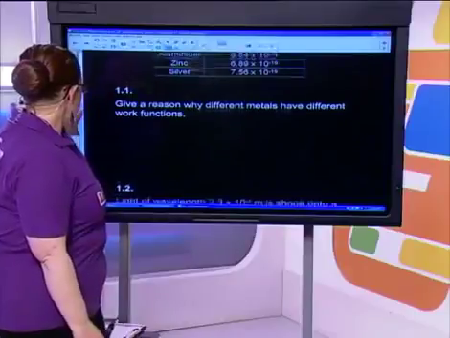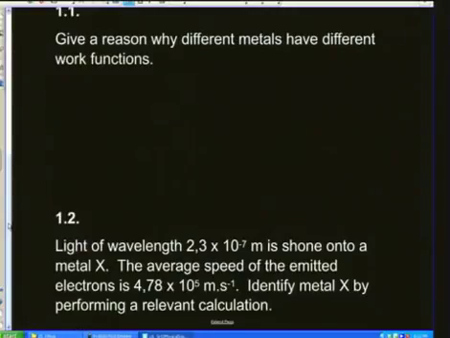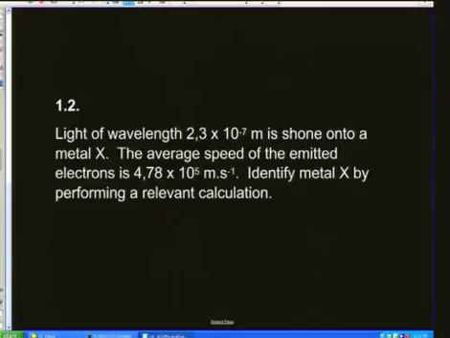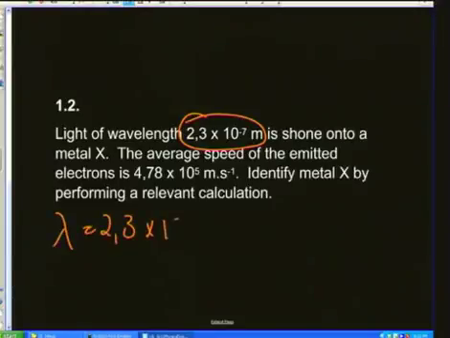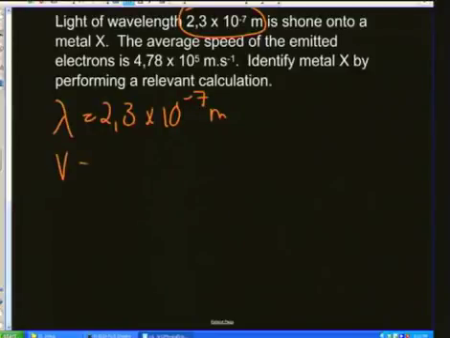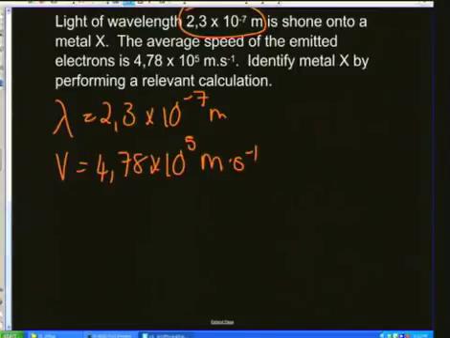That was easy. Now it says, light of wavelength 2,3 times 10 to the minus 7, so that's my first piece of information. So that's wavelength, let's just write it down, is shone onto metal X, we don't know what metal X. The average speed, this is going to be a mean one, of the emitted electrons is 4,78 times 10 to the 5. So V is 4,78 times 10 to the 5. And now they say to you, identify metal X by performing a relevant calculation.